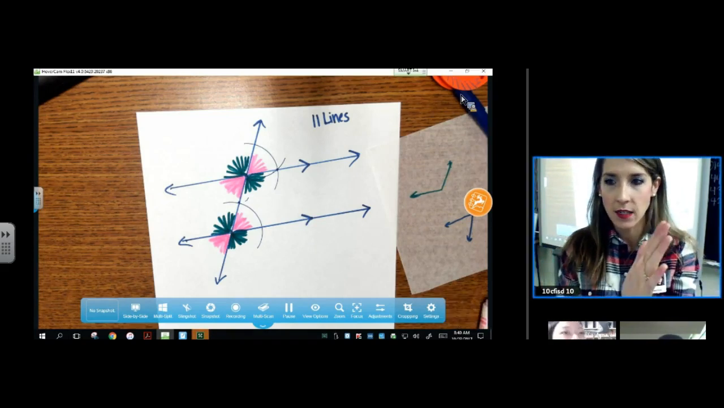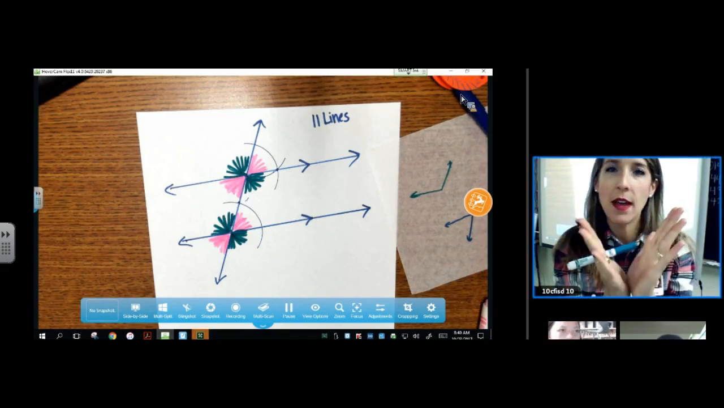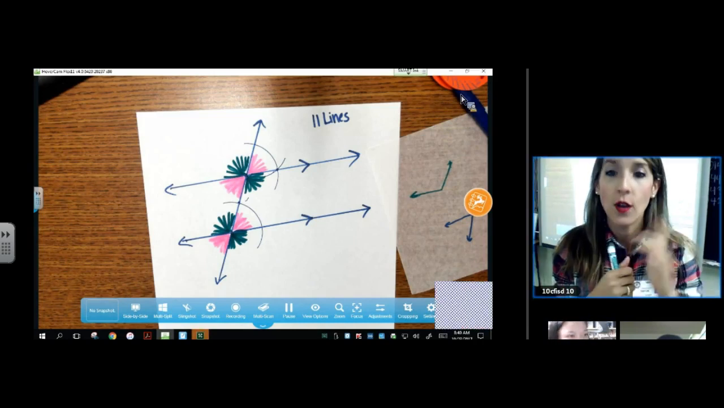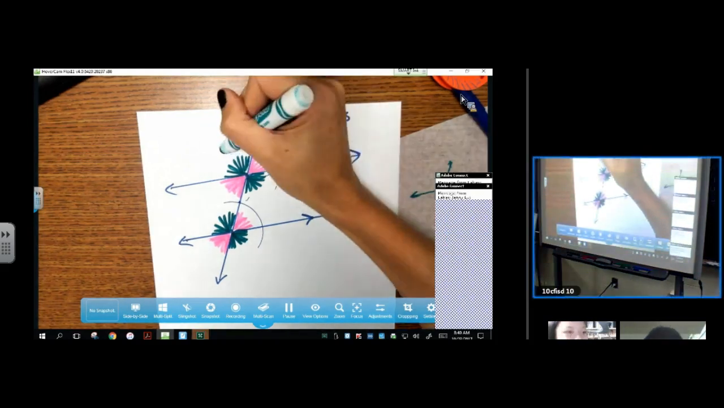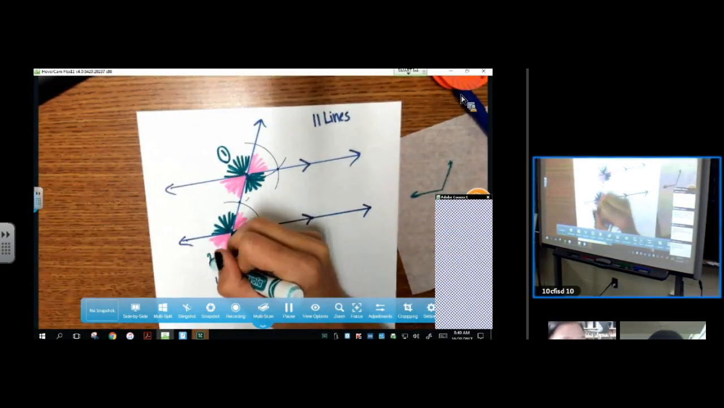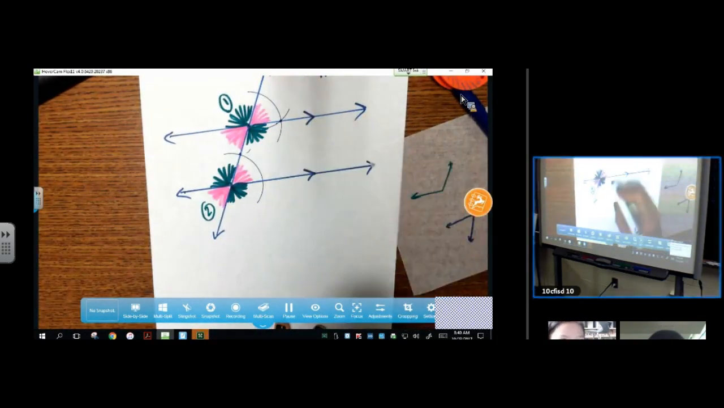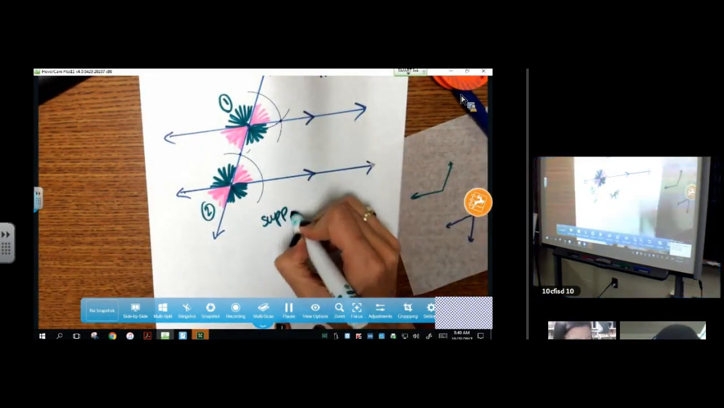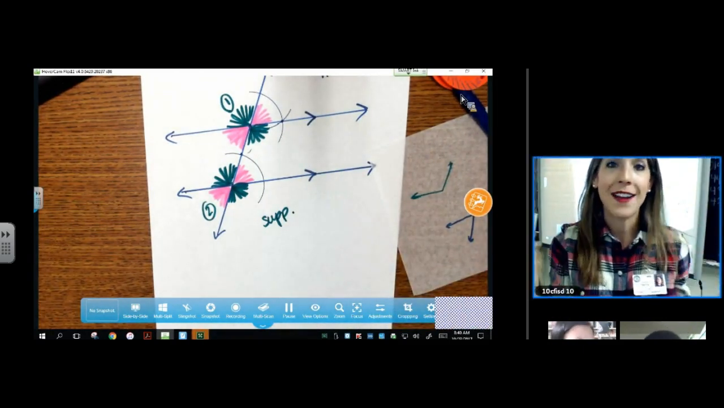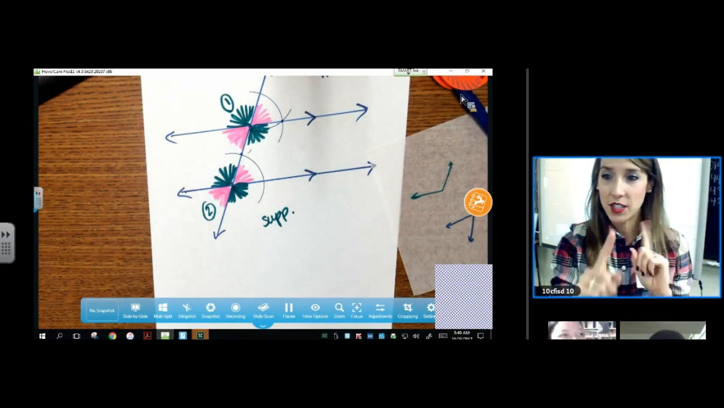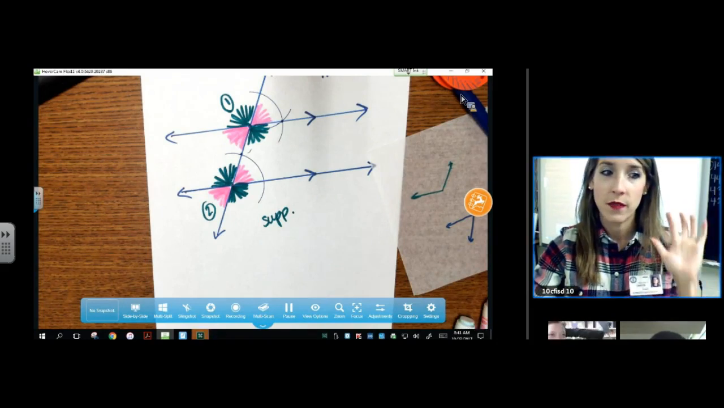How is the green related to the pink? What does the measure of the green and the measure of the pink, how are they related? Good, supplementary. So even this green one here and this pink one here, even though they're not a linear pair, they are, what do we say? They're definitely supplementary. So we realize that if the colors match, they're congruent, and if the colors are different, they're supplementary.